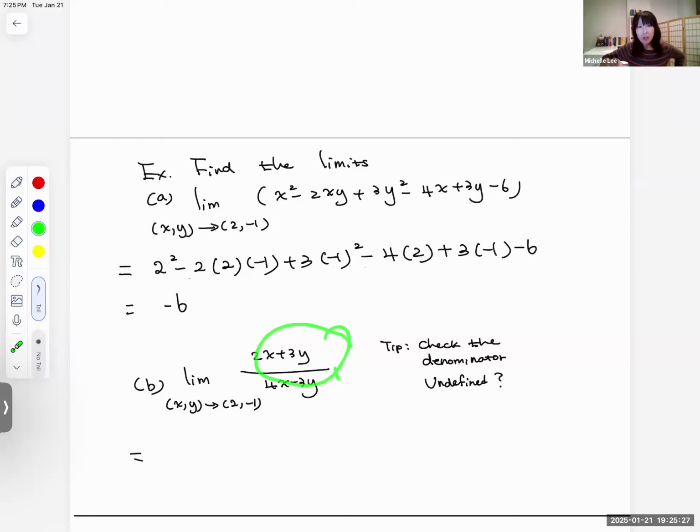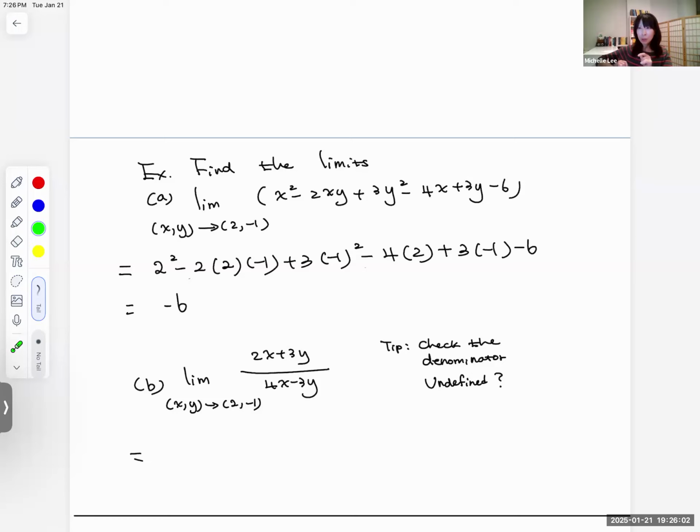We have a fraction. Then the limit, we want to find the limit when x, y approaches 2 and -1. Same as before, right? Then we have to check the denominator, whether the denominator equals 0 or not, right? If the denominator is 0, we have to use other algebraic techniques. So, let's calculate quickly.